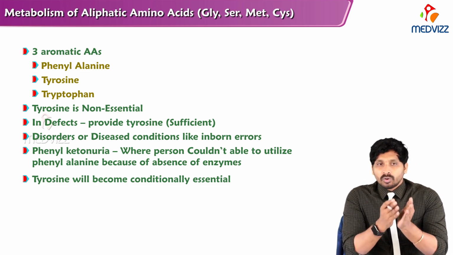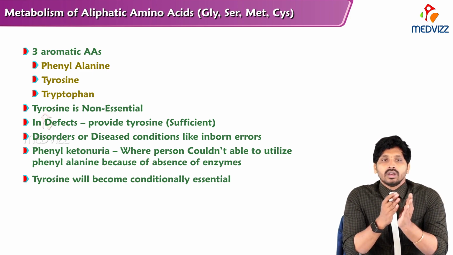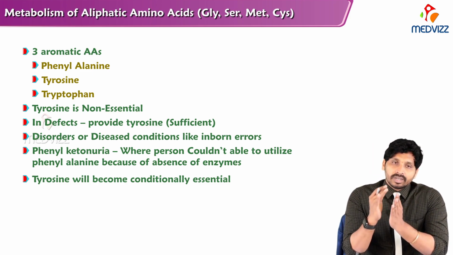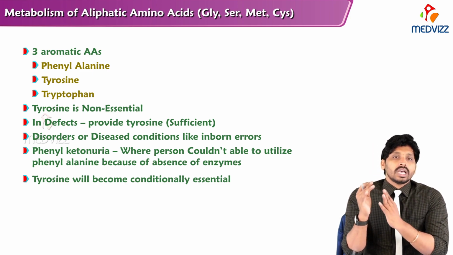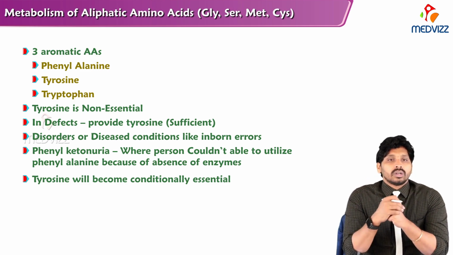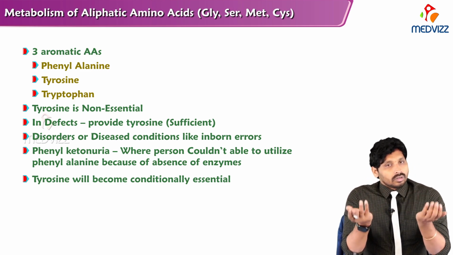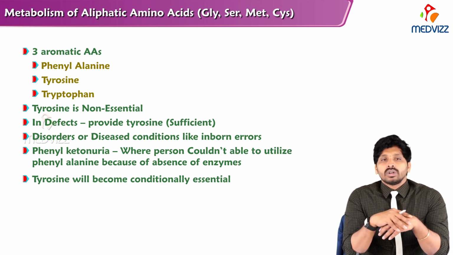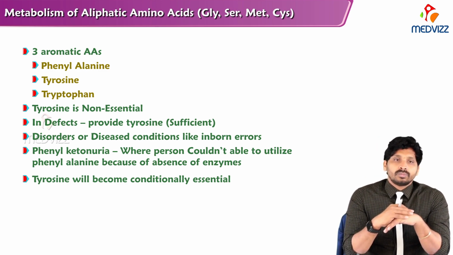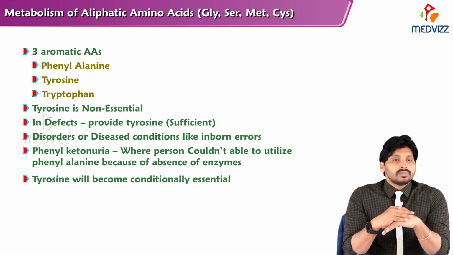Why? Because when you provide phenylalanine in the diet, once it enters our body, it will be converted into tyrosine. So that's the reason tyrosine is non-essential. So when there are any defects in the utilization of phenylalanine, if you provide tyrosine, that will be sufficient.